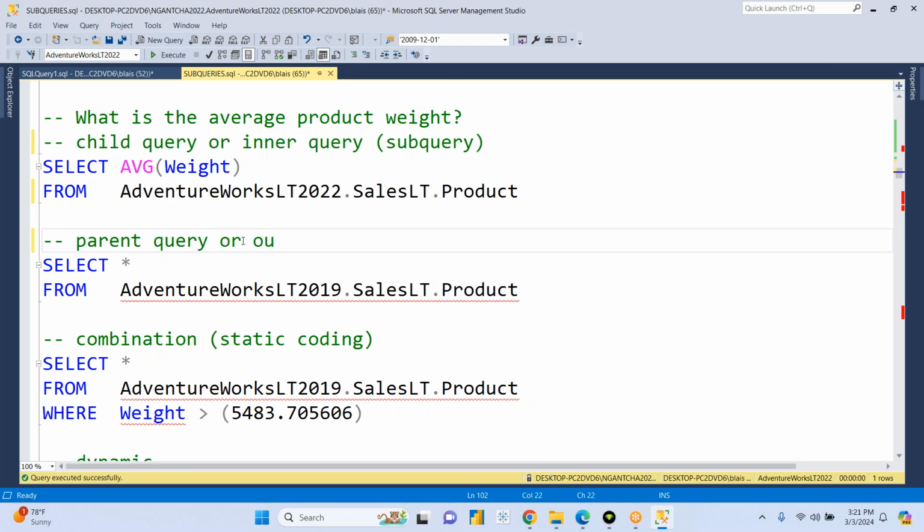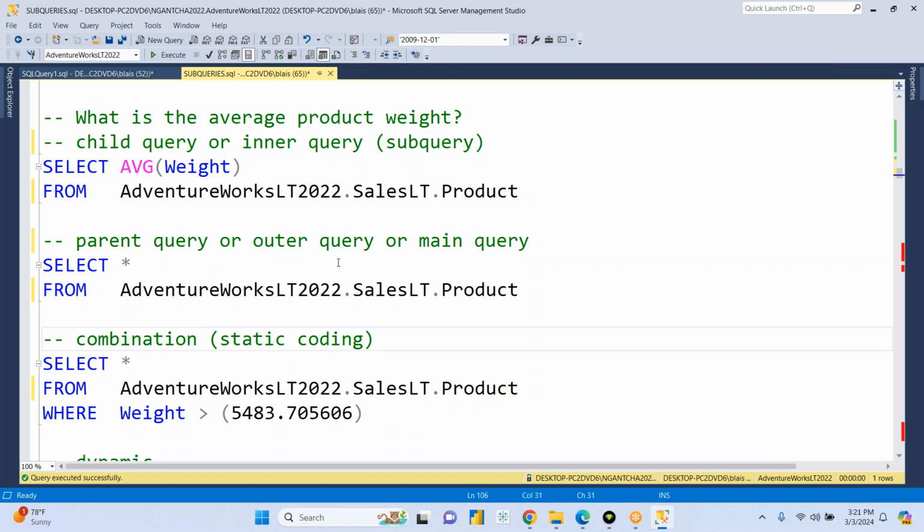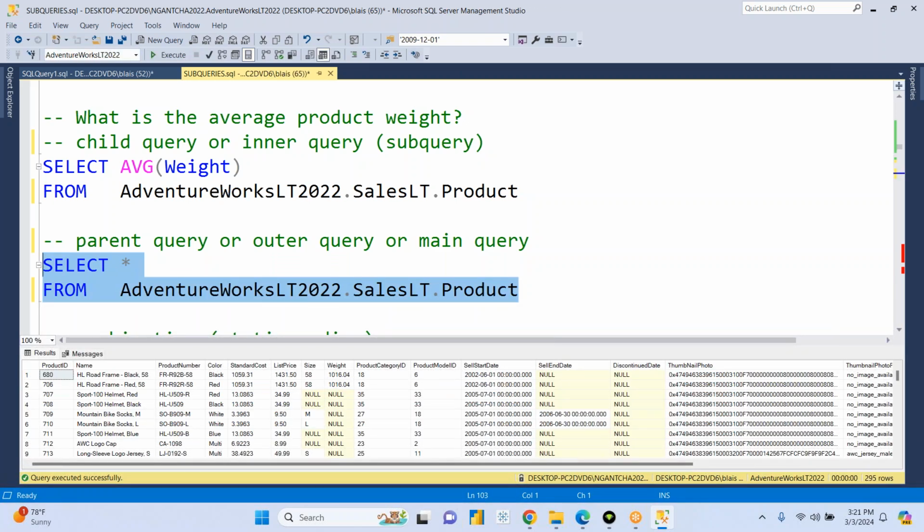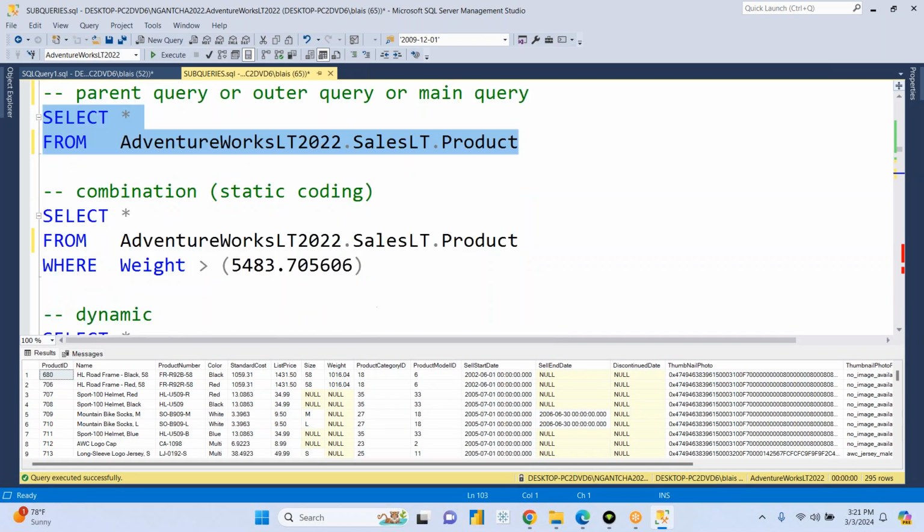Let me just put the key names right. The outer query, some people call it main query. All right, those are the possible names. I'll just switch this to 2022. So since we're looking at a list of products that have weights above the average product weight, this will just be the products we're getting, all of them, 295. That's the parent. The child query will now come in to help reduce or impose a condition.